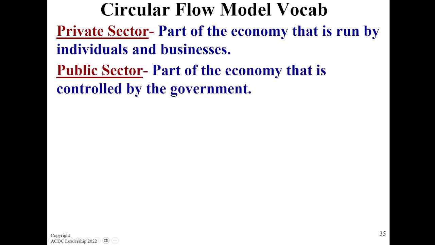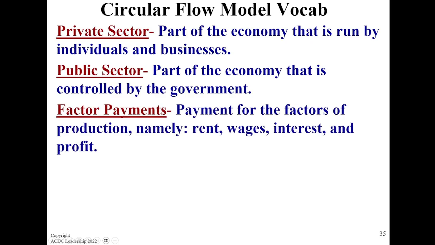So the private sector is the part of an economy run by individuals and businesses. The public sector is the amount that's controlled by the government. And factor payments are the payment for factors of production. So for example, for consumers, rents and interest, and for businesses, wages and profit. The wages they have to pay to consumers and the profit they get in return.